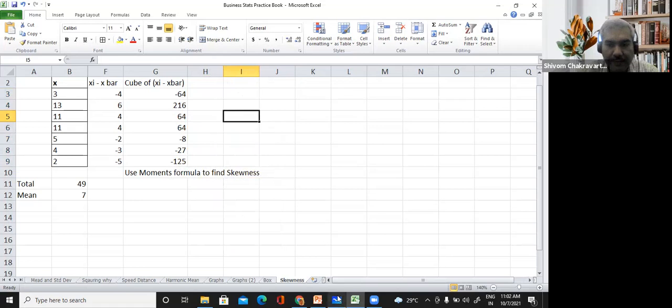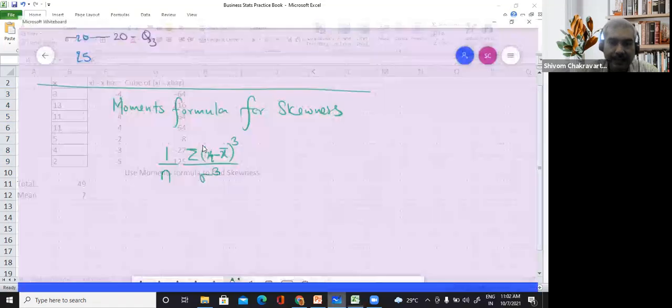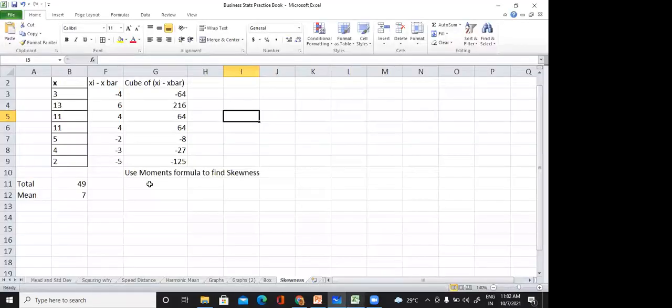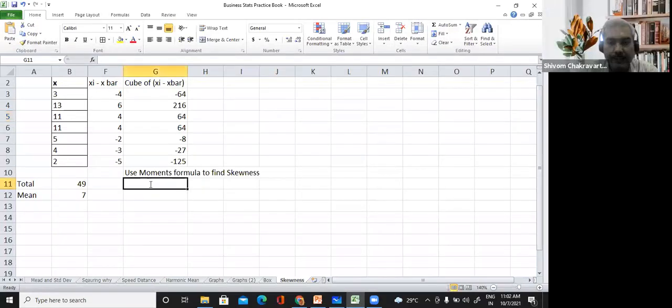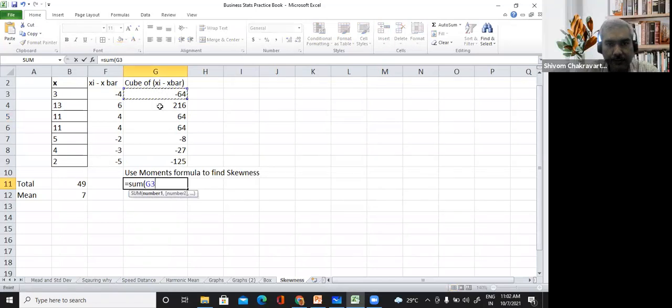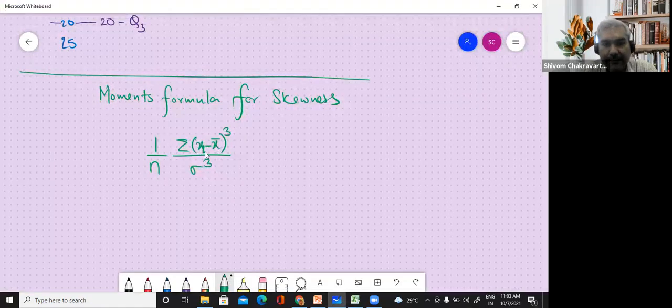Now we have all the xi minus x bar cubed, and we will sum that. I hope you are also doing this by hand, although by hand it will take a little more time. Then the numerator is taken care of, and n is 7 in our case.